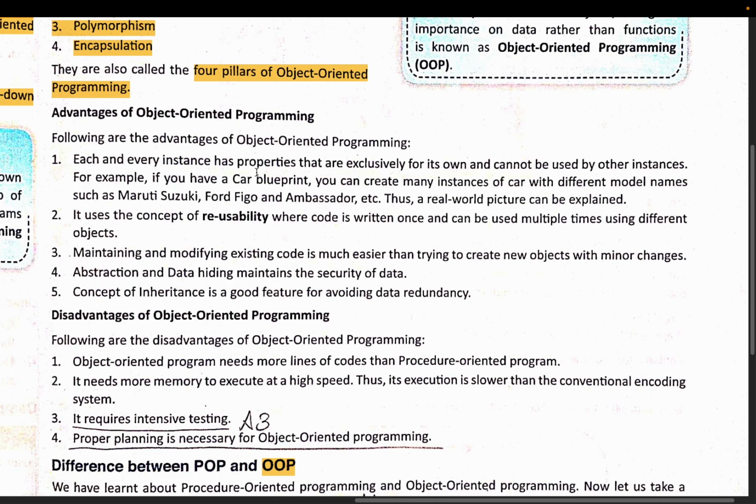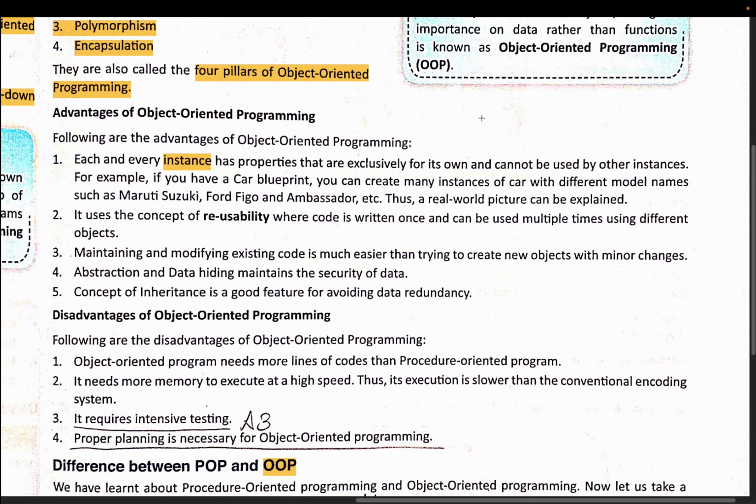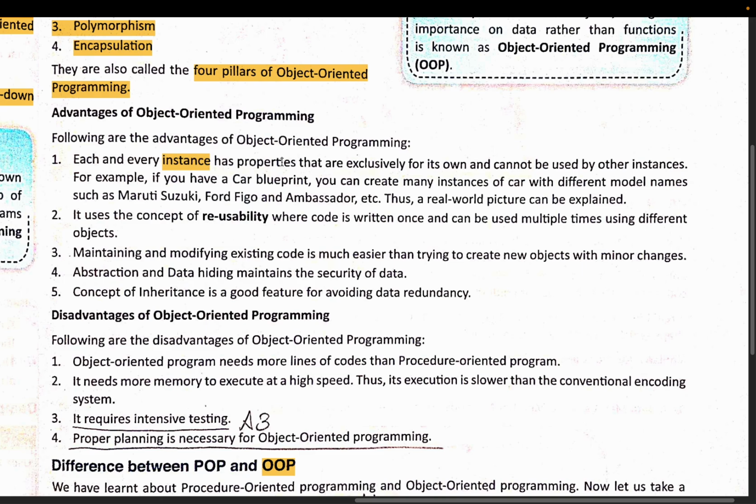Each and every instance means object. Object means a flat. Each and every flat has properties that are exclusively for its own and cannot be used by other instances. Someone who is living on the second floor will not use something of the first floor, right? The person living on the second floor will not ask, hey, I want to use the first floor kitchen. That does not happen. He would only use the second floor kitchen, correct? So each and every instance has its own properties, and this cannot be used by other instances, other objects.